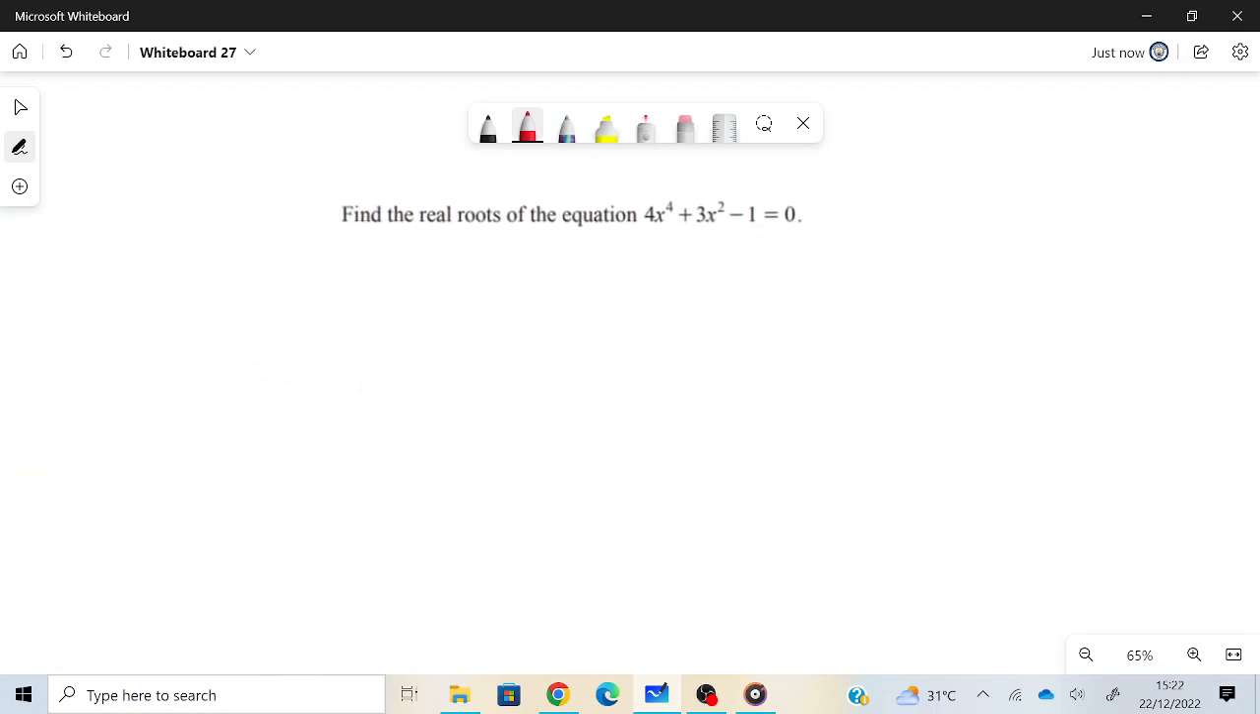Right, the first example says, find the real roots of the equation 4x to the power of 4 plus 3x squared minus 1 equals 0. Now when it says real roots, all it's saying is for you to find the true values of x, the values of x that satisfy this expression. So we have 4x to the power of 4 plus 3x squared minus 1 equals 0.